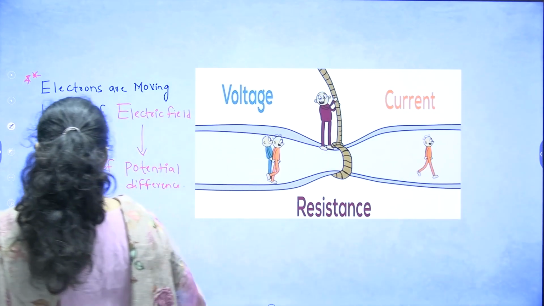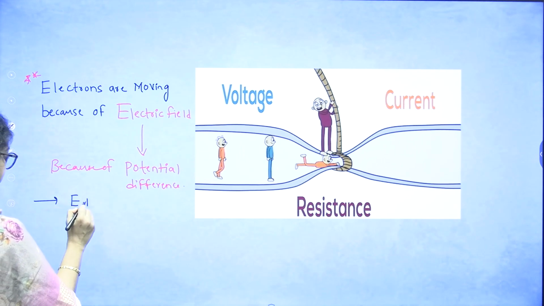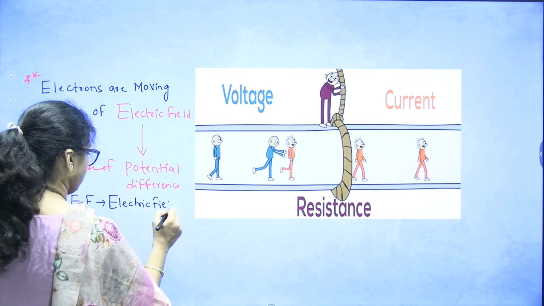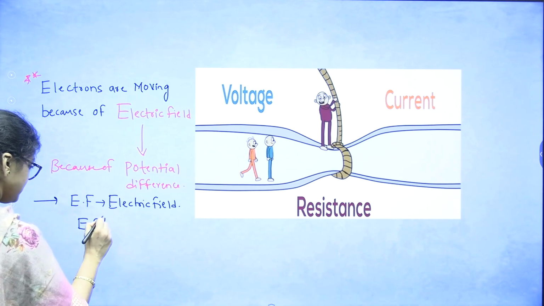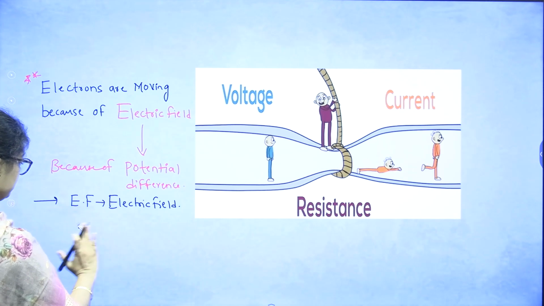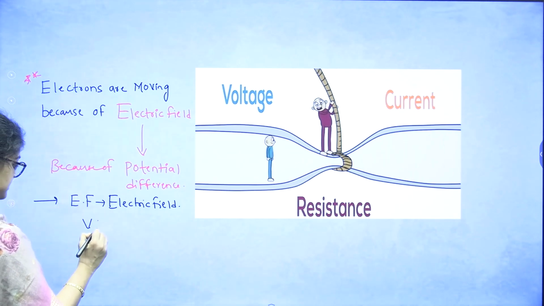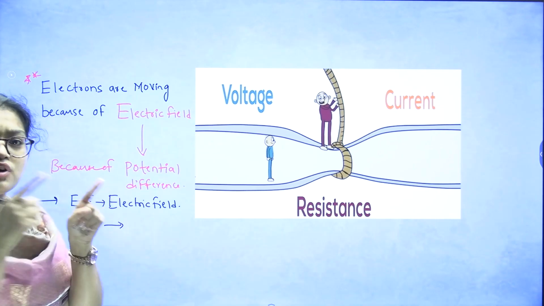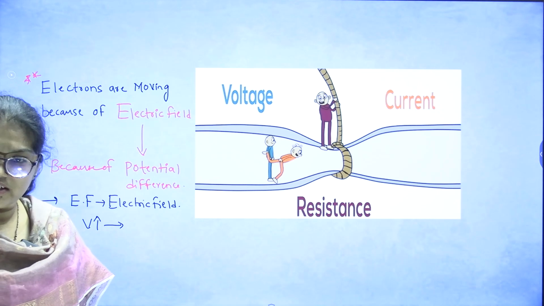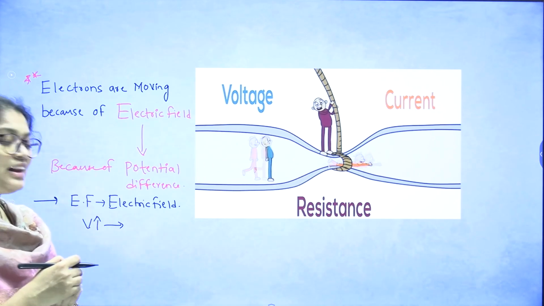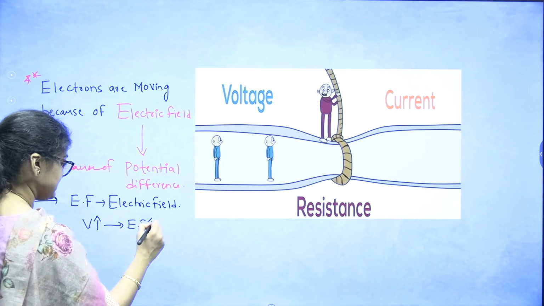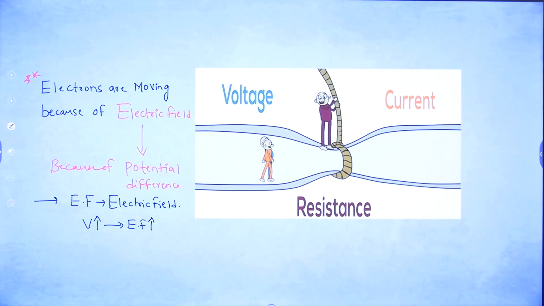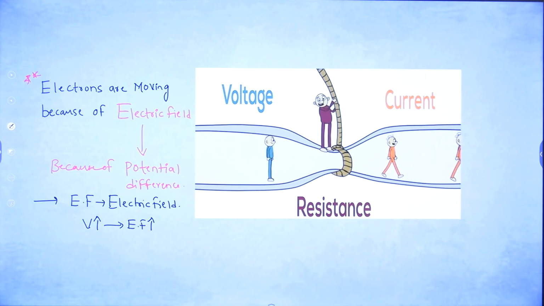Now one more question: now the electric field has been produced. I'll write electric field, EF. If V increases, if voltage increases, what about the electric field? It will also increase. Because of the potential difference, because of the voltage only, the electric field has been established. Yes or not? Yes. So that's why if V increases, electric field also will increase. Remember this point. If V increases, electric field also increases. Because of that V only, the electric field has been established.